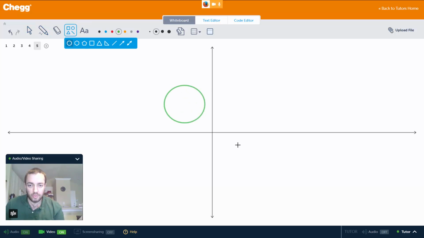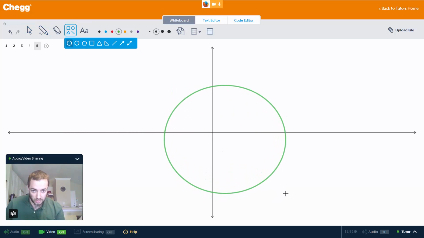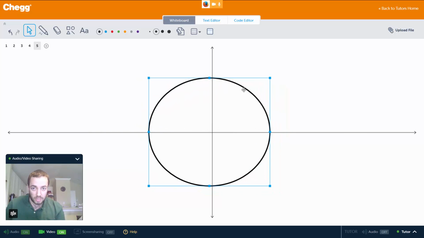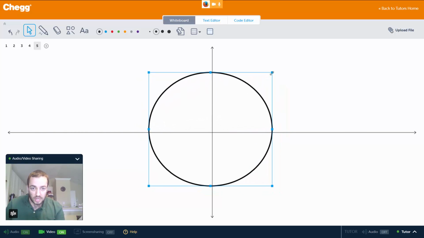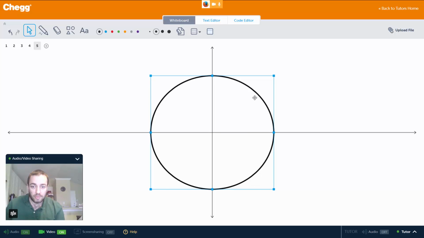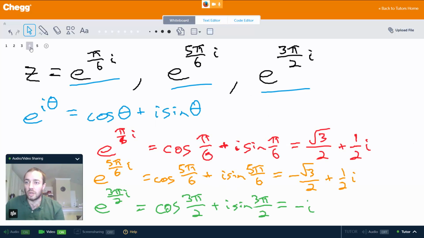It's kind of cool. So let's try and make this as circular as possible. Stretch it out a little more. I think that's okay there. All right, so probably as good as it's going to get. Now, what were our numbers again? Root 3 over 2 plus 1/2 i, negative root 3 over 2 plus 1/2 i, and negative i. But actually, it's going to be easier if we think about this in terms of thetas. So pi over 6, 5 pi over 6, and 3 pi over 2.